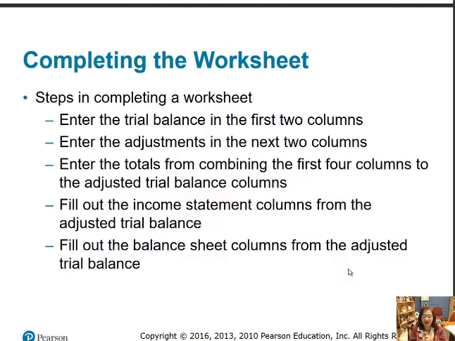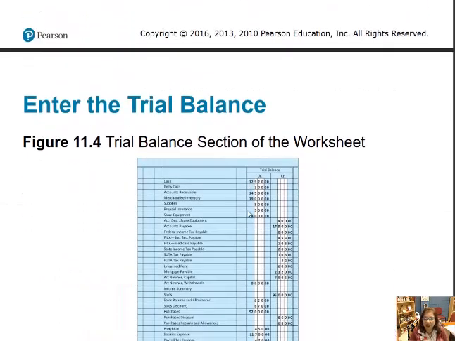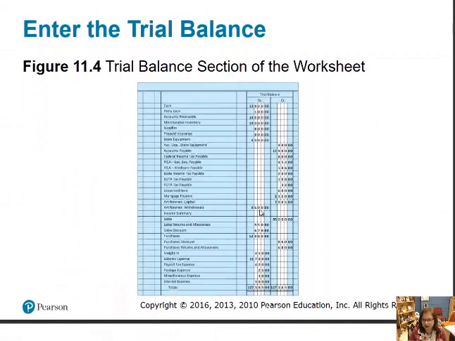We'll see it on the worksheet. And remember, we're going to get the totals from the first four columns. We're going to fill out the income statement from the adjusted trial balance. Here we go. Then we're going to go to the balance sheet from the adjusted trial balance as well. So we're going to enter the trial balance, all of this information.